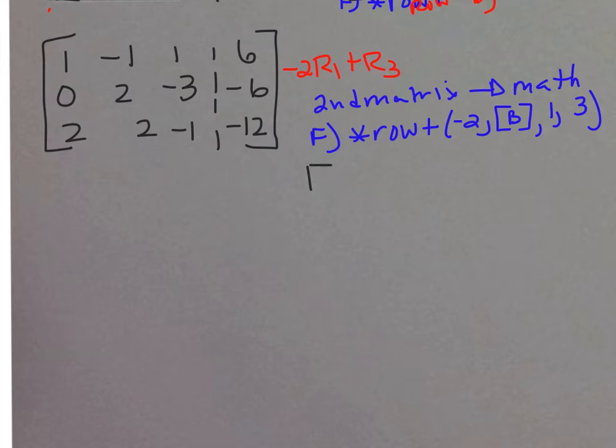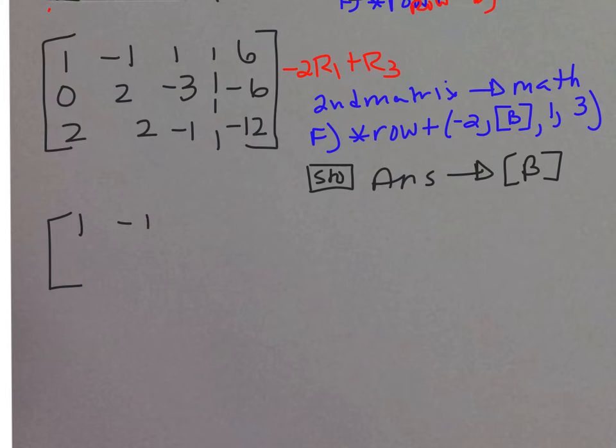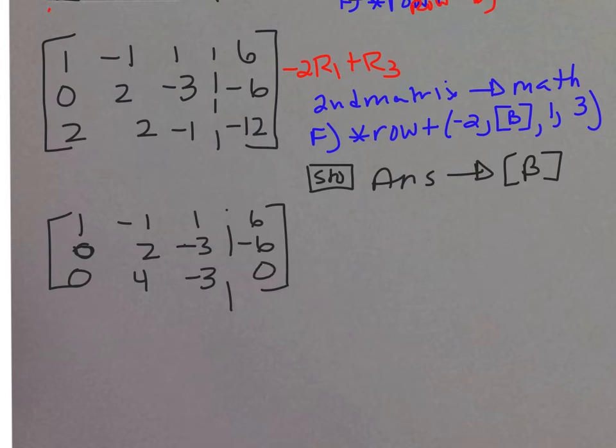So I'm going to hit store, answer, and we're going to hit matrix B. So hit second matrix, number 2, and that overrides what we had in there. So now you can rewrite your new matrix. And our new matrix is 1, -1, 1, 6. 0, 2, -3, -6. 0, 4, -3, 0.